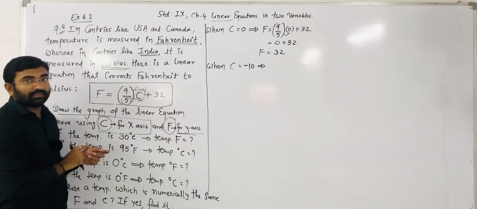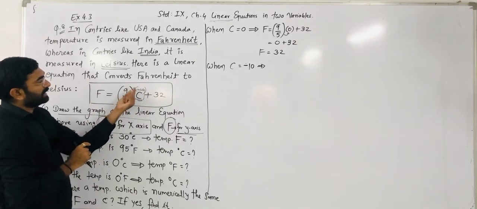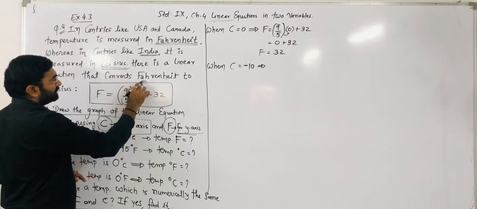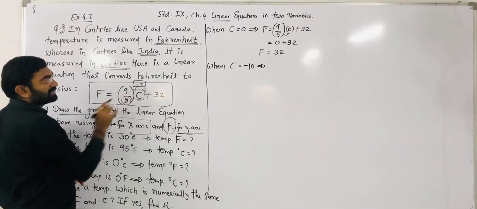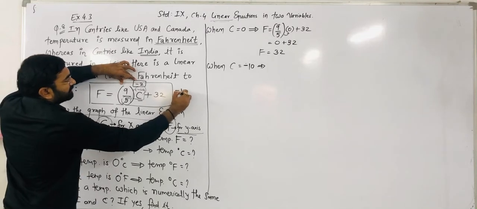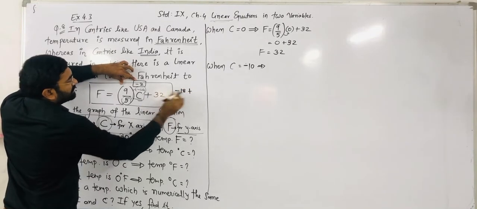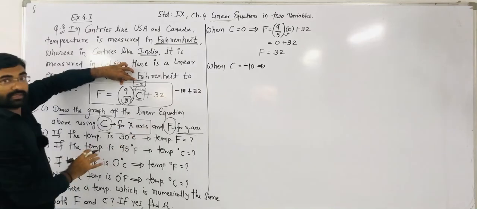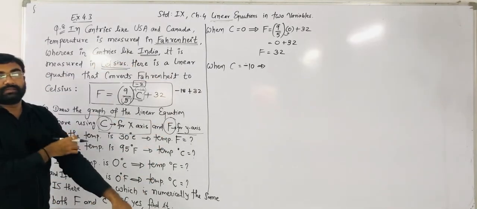So here I get minus 2. 5 twos are 10, so minus 2 here, because it cancels out. So minus 2 is multiplied with 9, so we get minus 18, to which we have to add 32. So we get another number.